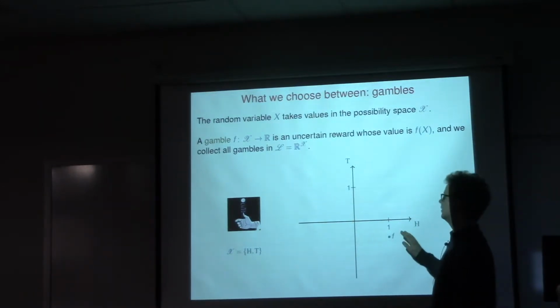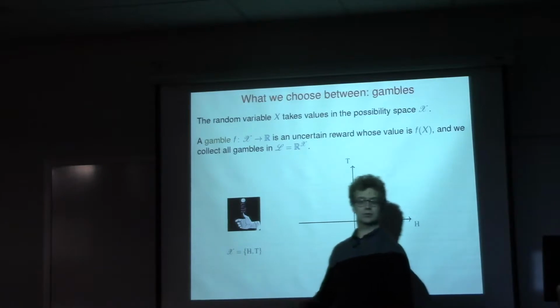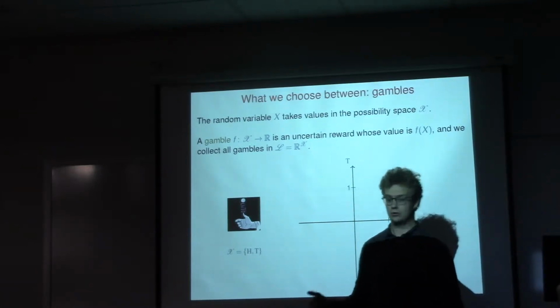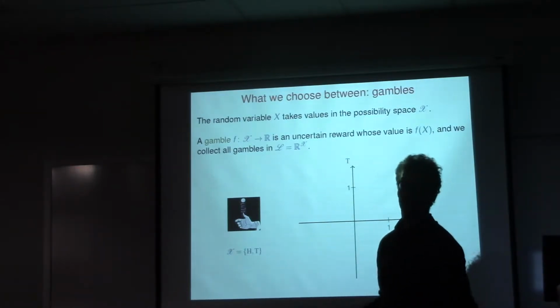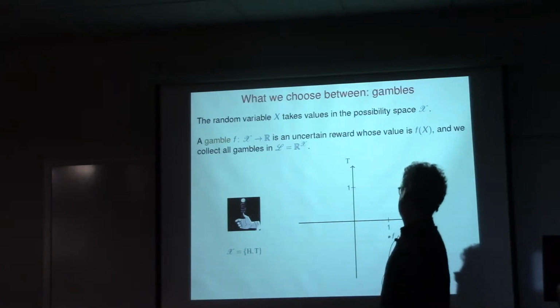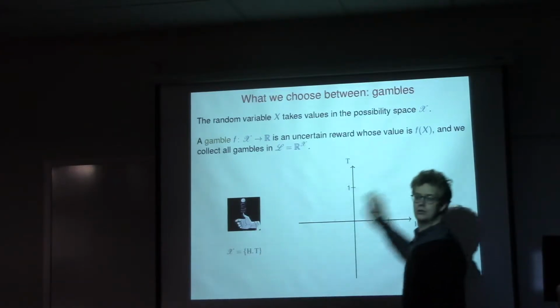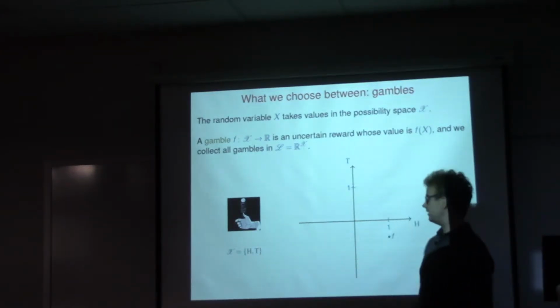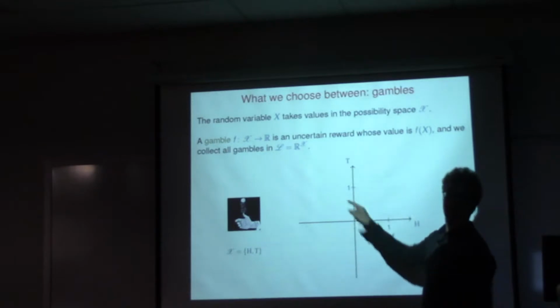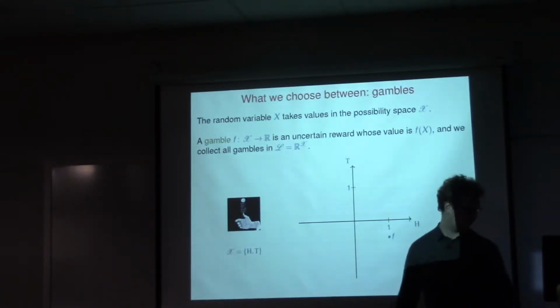So any gamble, for instance, consider a coin toss, and the outcome of the next toss is unknown. This is a two-dimensional experiment, so I can work in a 2D plane, and any point in this plane is a gamble. For instance, this one. How do you read it?